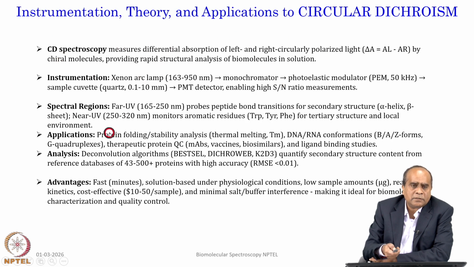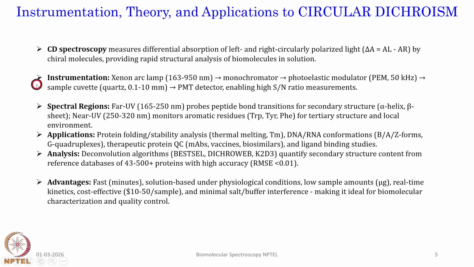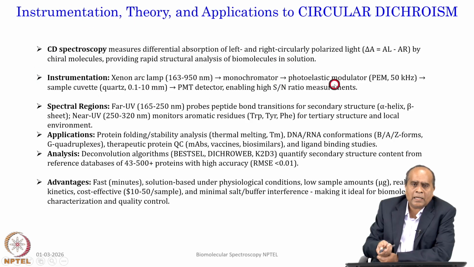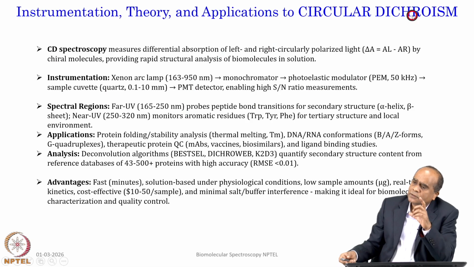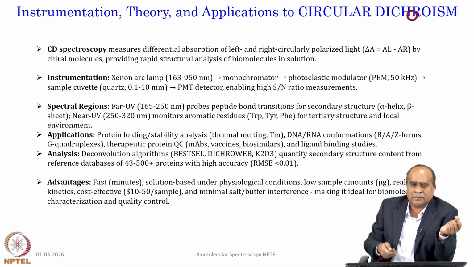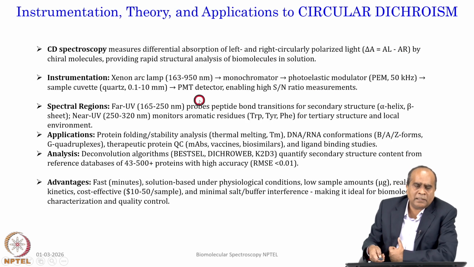What kind of instrumentation do you require? You require a light source, of course, a monochromator and a photoelastic modulator, then a sample cuvette, and then a PMT detector which gives you high signal to noise. First we require a light source and then something which can convert linearly polarized or unpolarized light to circularly polarized light. Then you require a sample, then the detector. So, that is what we have.